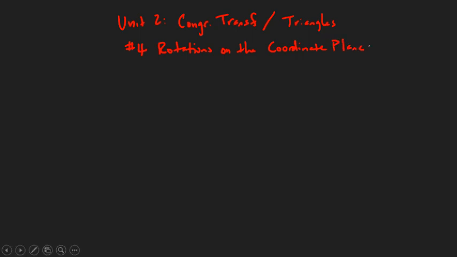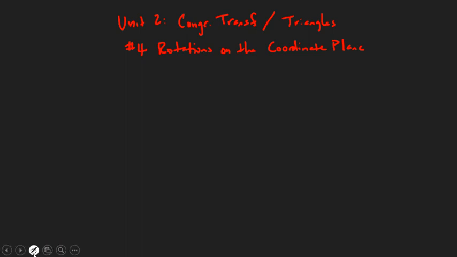So there are typically 3 rotations that we talk about on the coordinate plane. They are going to be multiples of 90 degrees because if you think about a coordinate plane and how it's broken up, it's broken into 4 quadrants, which are separated by 90 degrees. And again, it's because the x and y axes are perpendicular.